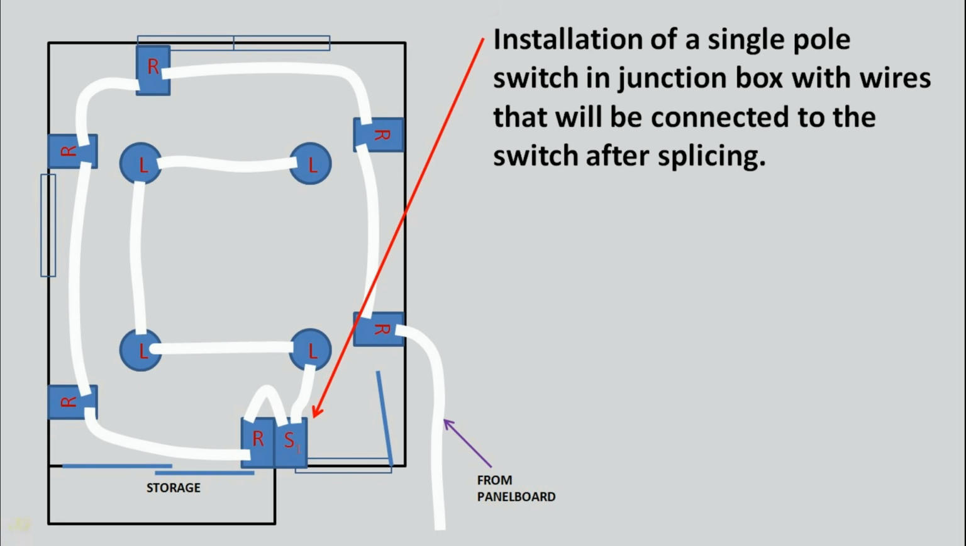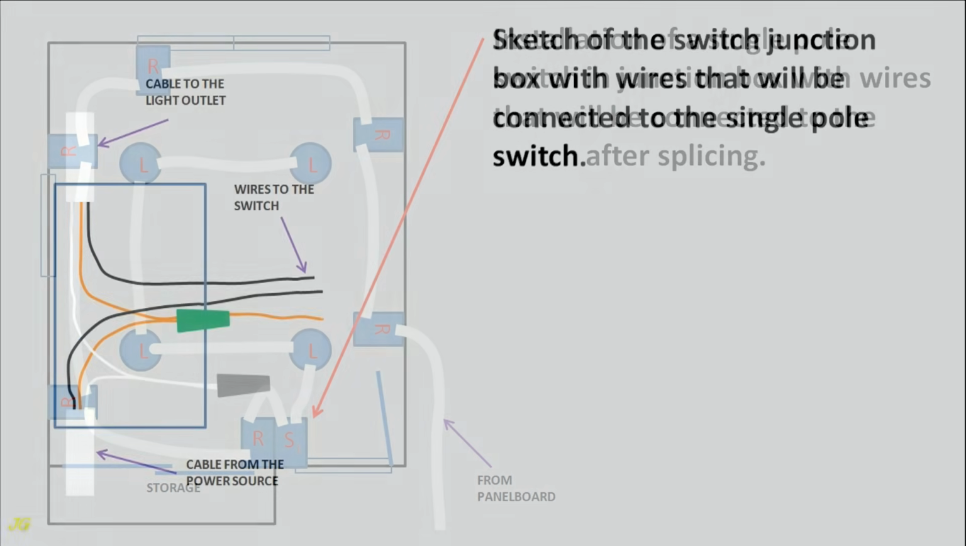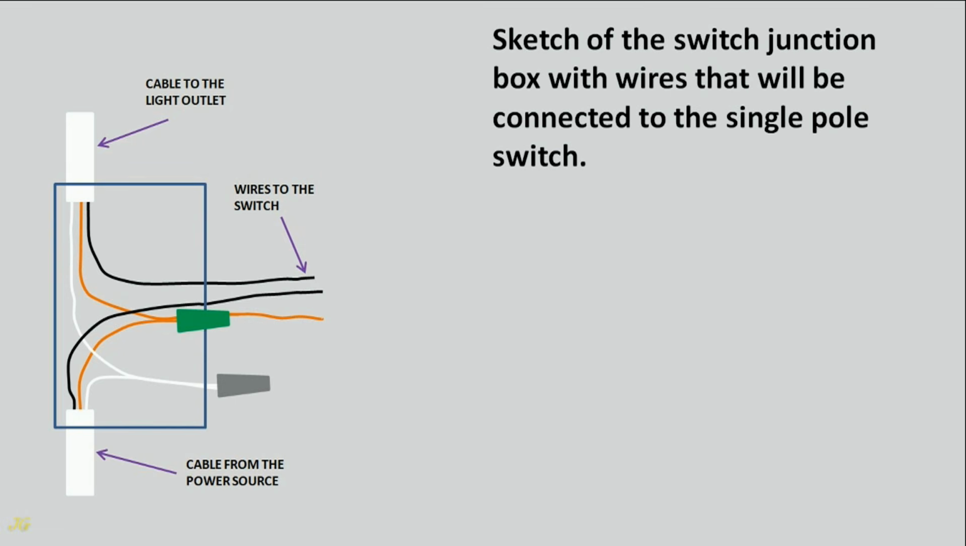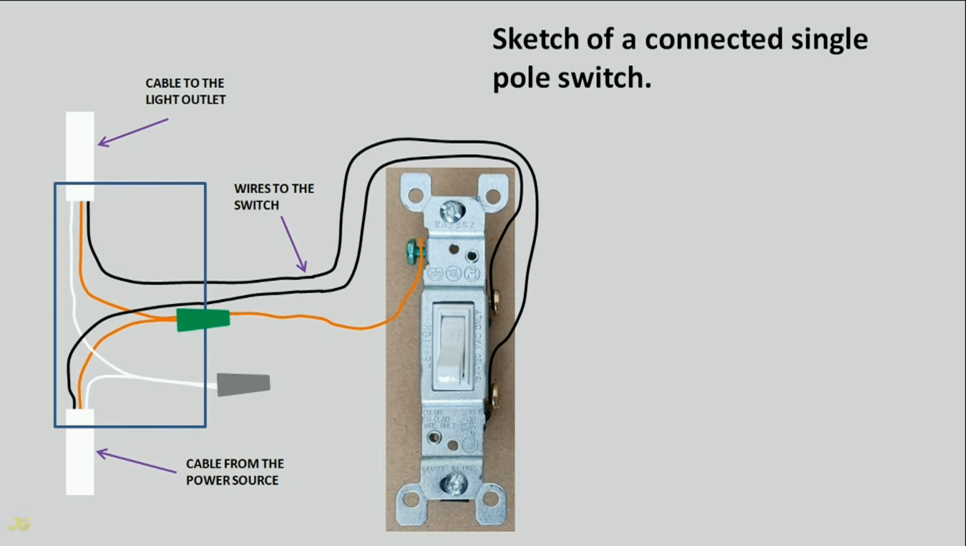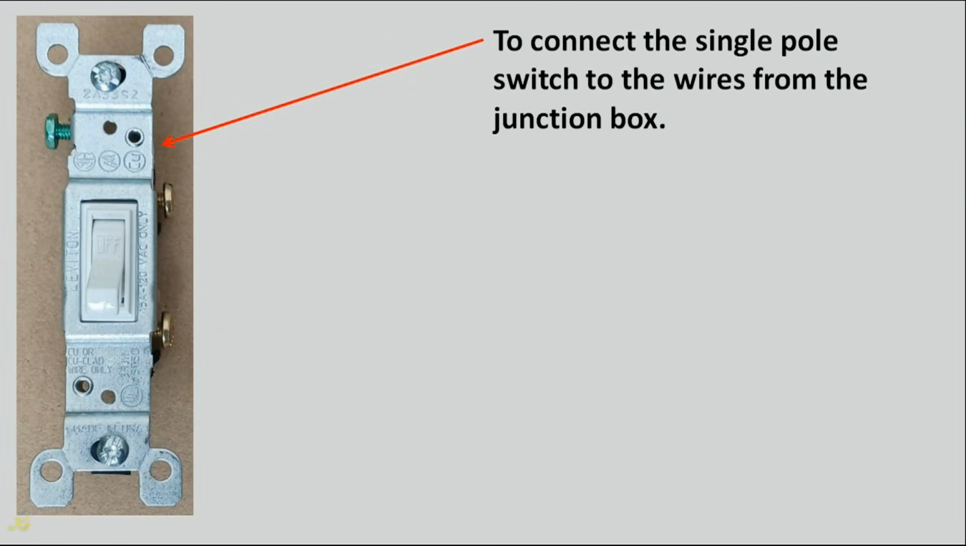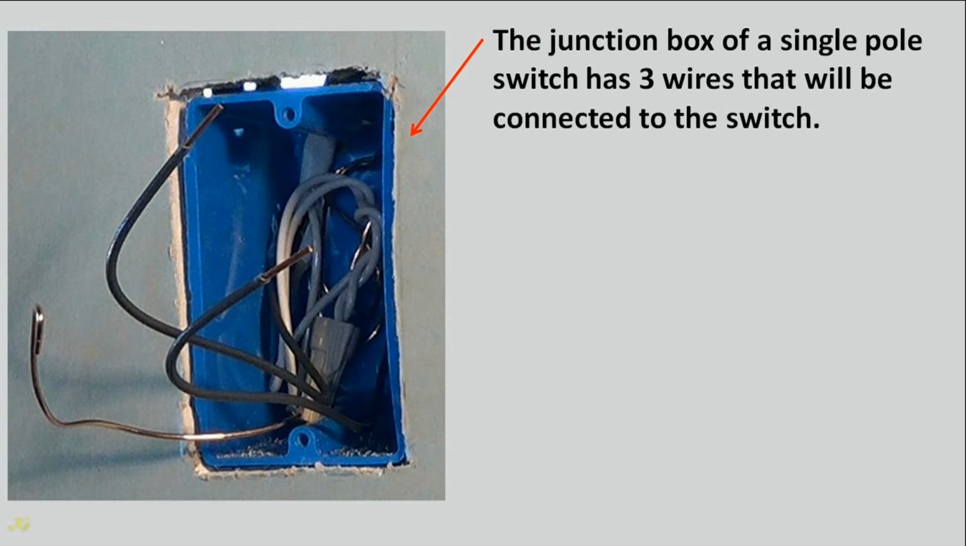Installation of a single pole switch in a junction box with wires that will be connected to the switch after splicing. Sketch of the switch junction box with wires that will be connected to the single pole switch. Sketch of a connected single pole switch. To connect the single pole switch to the wires from the junction box: the junction box of a single pole switch has 3 wires that will be connected to the switch.